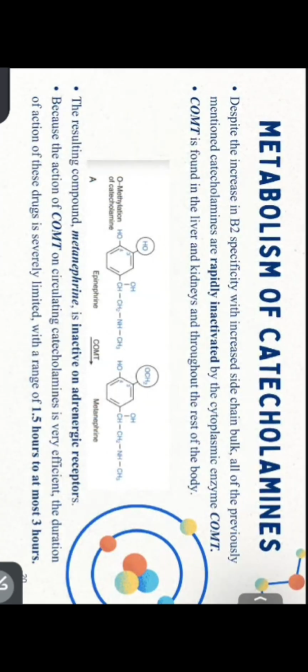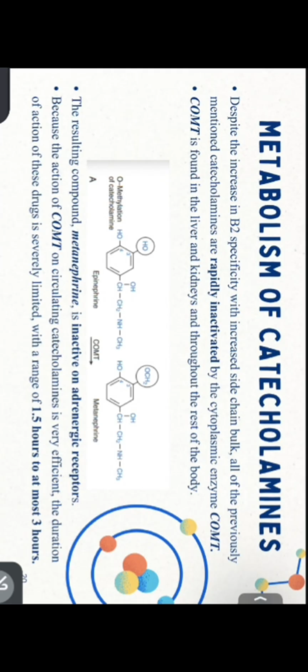Now for the metabolism of catecholamines. Despite the increase in beta-2 specificity with increased side chain bulk, all the previously mentioned catecholamines are rapidly inactivated by the cytoplasmic enzyme COMT. COMT is found in the liver and kidneys and throughout the rest of the body. So the resulting compound, metanephrine, is inactive on adrenergic receptors.